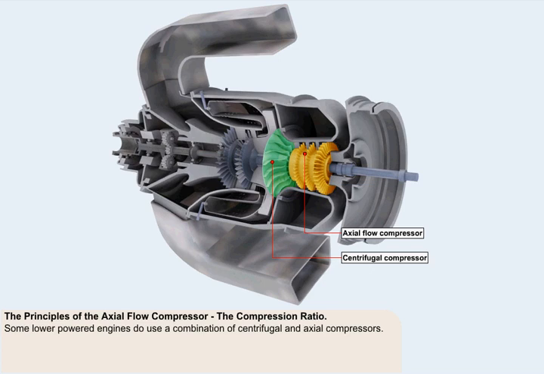Although we have only shown engines which have just centrifugal or axial flow compressors, some lower-powered engines do use a combination of centrifugal and axial compressors.